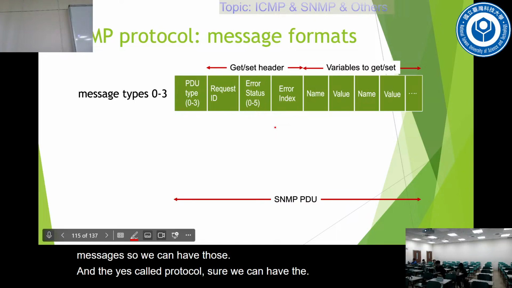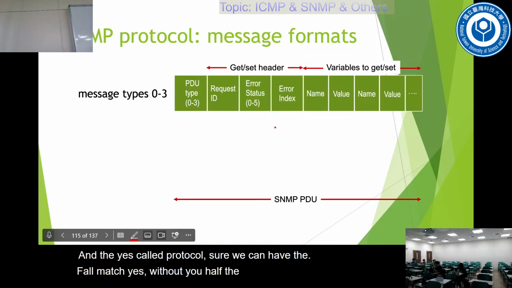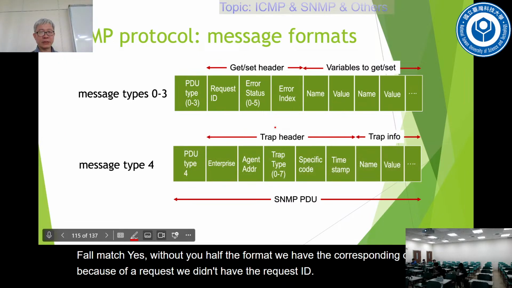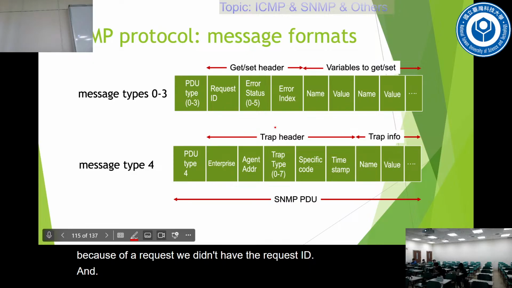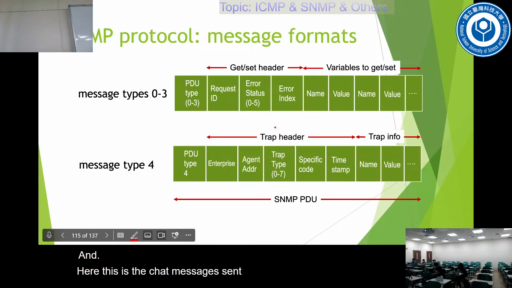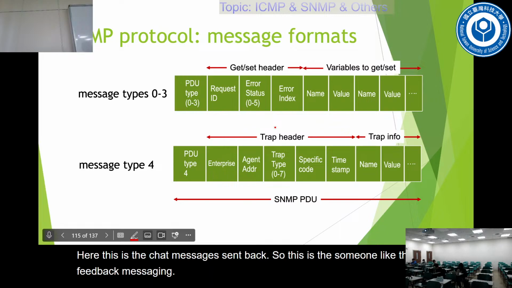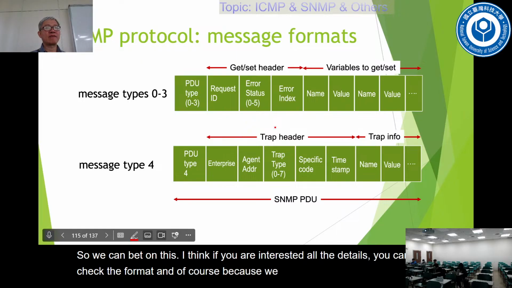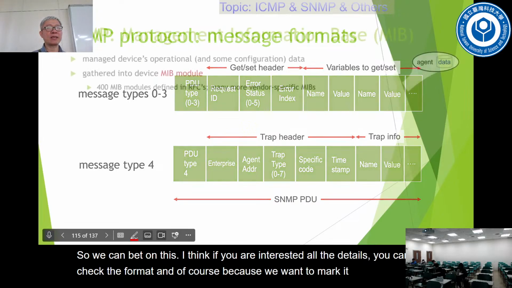Here, we already have the format. We have the corresponding one. Because of a request, we already have the request ID. And here, this is the trap message sending back, something like a feedback message. If you are interested in all the details, you can check the format. And of course, because we want to make it variable, we have the format definition.